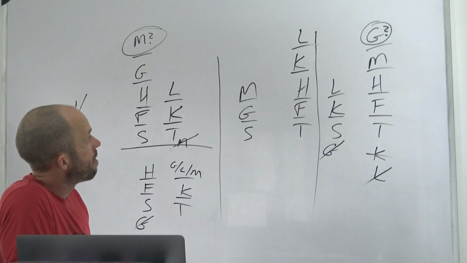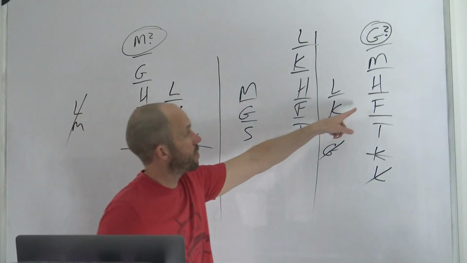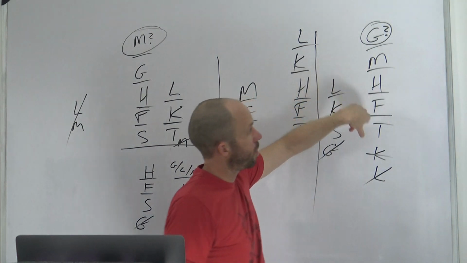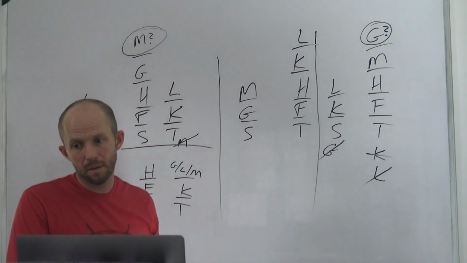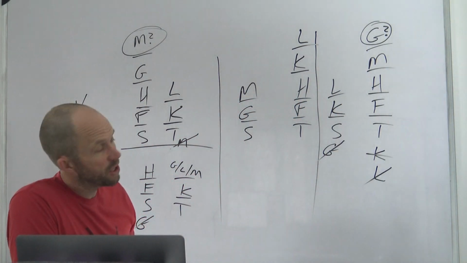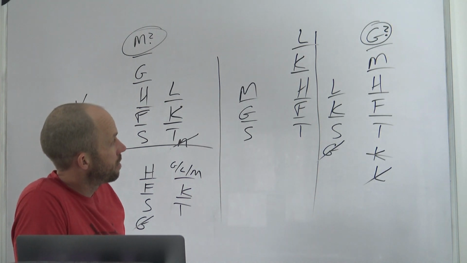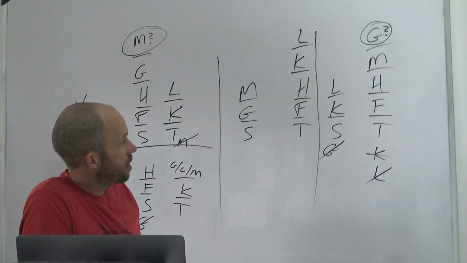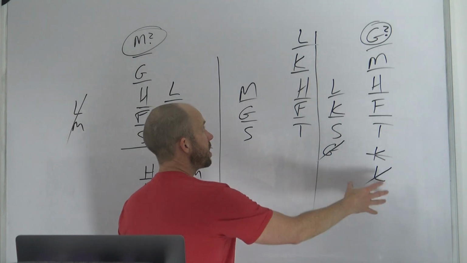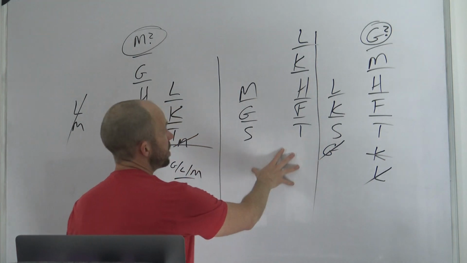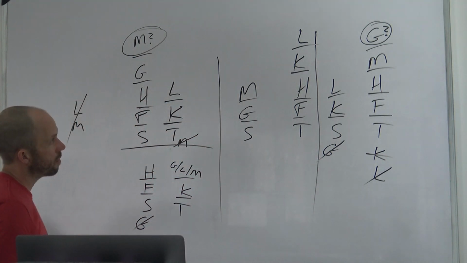FGHM. That would have worked right here. FGHM, that works. So that's not the answer. FHKM? That doesn't happen here. FHKM doesn't happen here. Doesn't happen here or here.